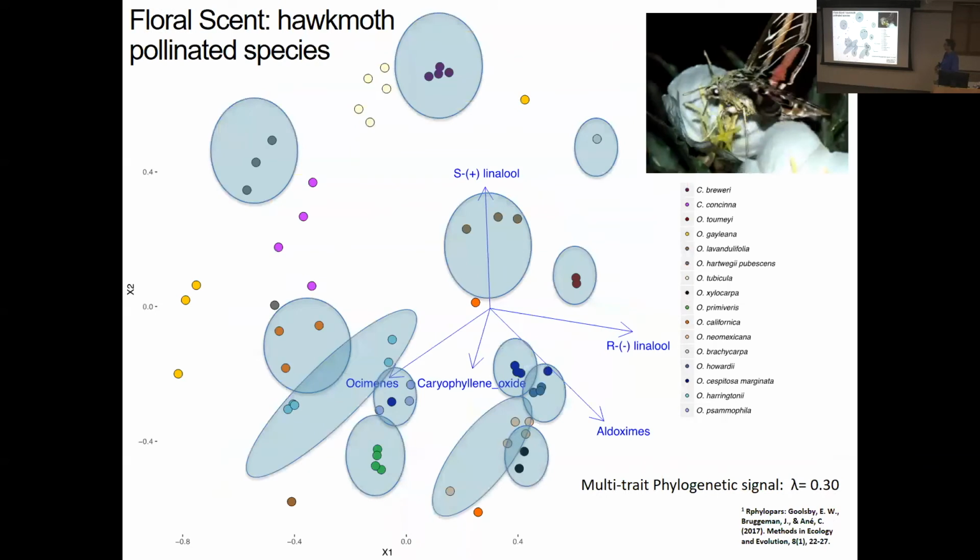For scent, these are all hawkmoth pollinated species, and they're all over the board. Some of them are making R-linalool, but that's not a strong predictor. There are nitrogenous compounds down here, and S-linalool up there.